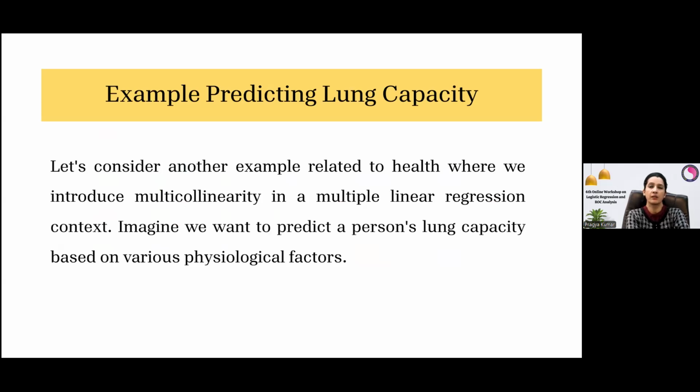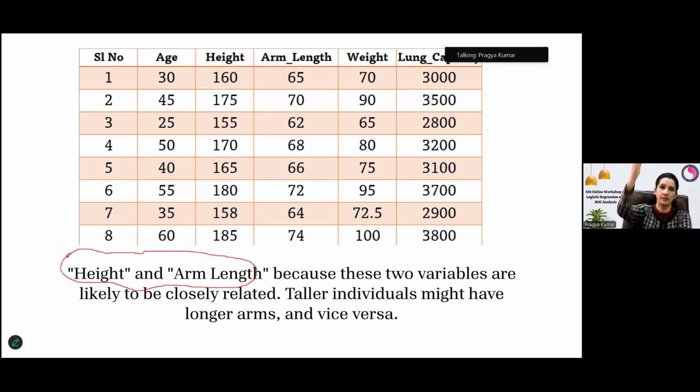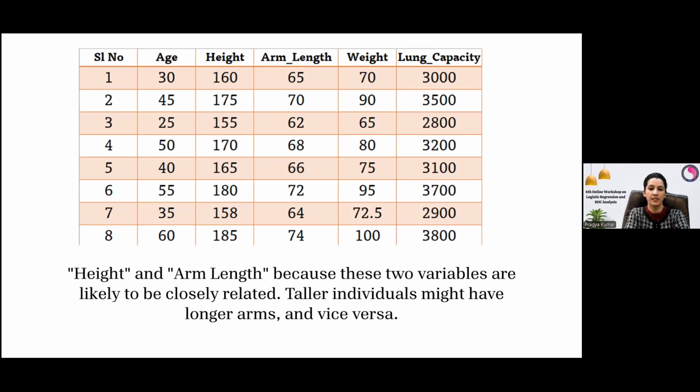Now the second example: if I want to predict lung capacity and run a multiple linear regression, I have taken these predictor variables: age, height, arm length, and weight. Here height and arm length will again be highly correlated with each other, because if the person is of good height, then his arm length will also be good. So what should we do? We generally drop one of these variables if there is a problem of multicollinearity. And how do we test that?